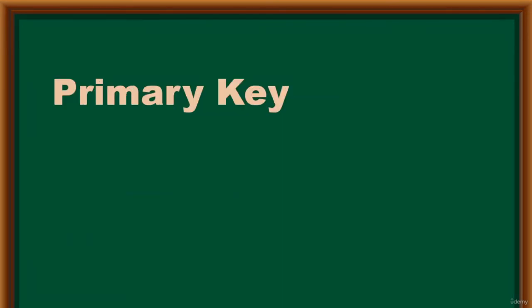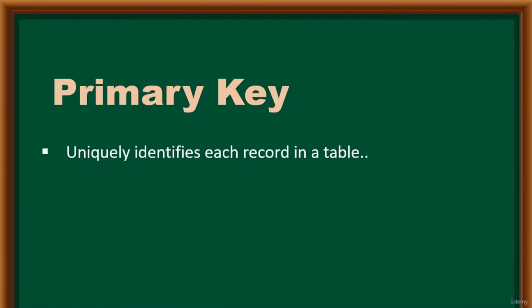Next, I'm going to introduce you to the concept of a primary key. A primary key basically is used to uniquely identify each record in a database. Most primary keys must contain unique values. That means a primary key cannot contain null value.